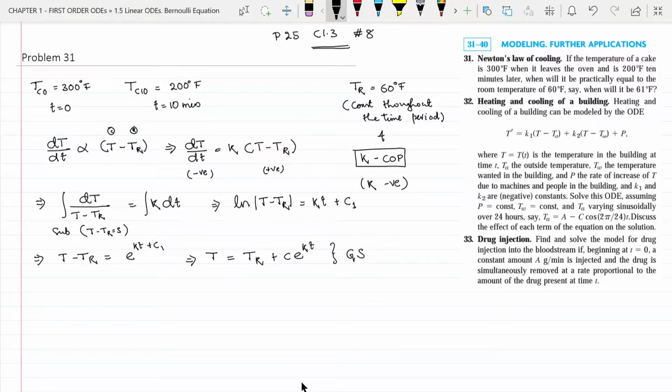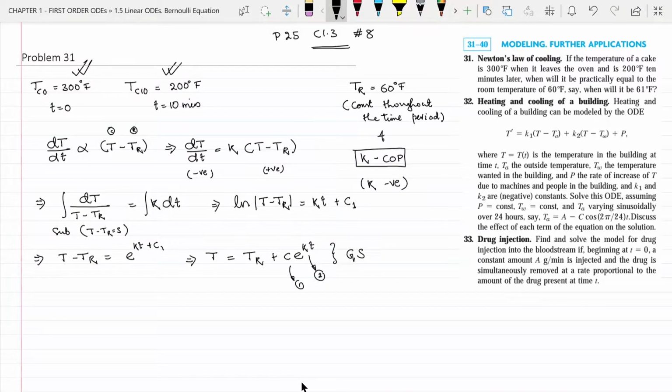Now we have two unknowns here, one unknown is C and another unknown is K. So to get the values of the two unknowns, we need two initial value conditions which have been given to us here. At t equal to 0, the temperature of the cake is 300, and this is another initial value condition. At t equal to 10, the temperature of the cake is 200. So we can put these two initial value conditions in this general solution to get the values of the two unknowns, that is C and K.